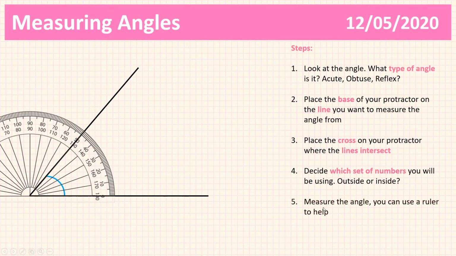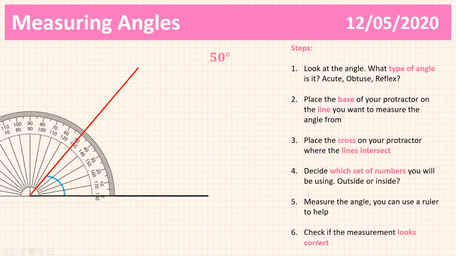I then measure my angle, and I can use a ruler to help. So I would put my ruler where the second line is to see where it is. So this red line is where I would put my ruler, and I can see that by doing this, I can see that my angle is 50 degrees. That's what my angle is. It is a 50 degree angle.